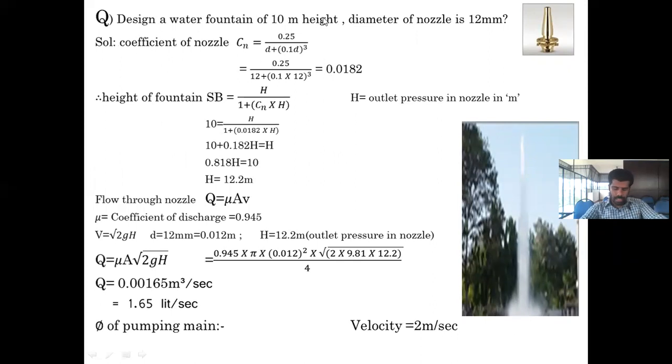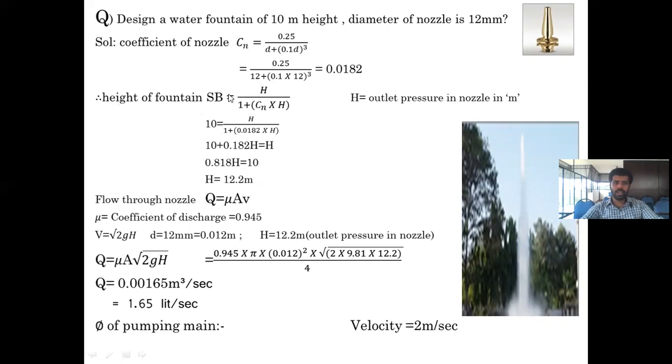One of the formulas is this: coefficient of nozzle, Cn is equal to 0.25 divided by d plus 0.1 into d, where d is the diameter of the nozzle. So this is one formula: Cn equal to 0.25 divided by d plus 0.1 into d.